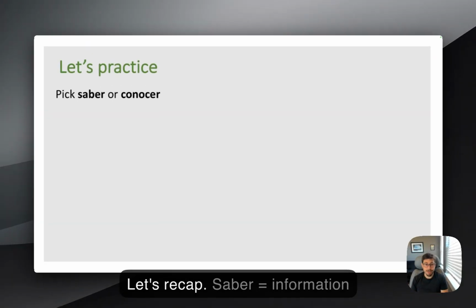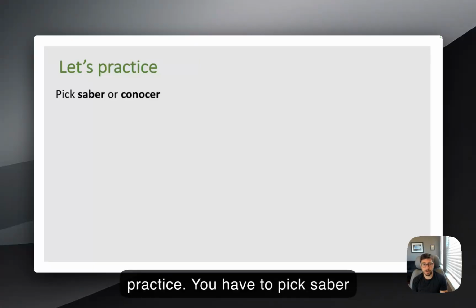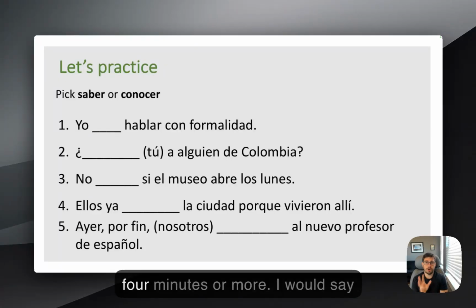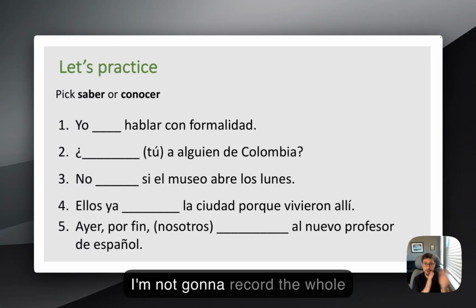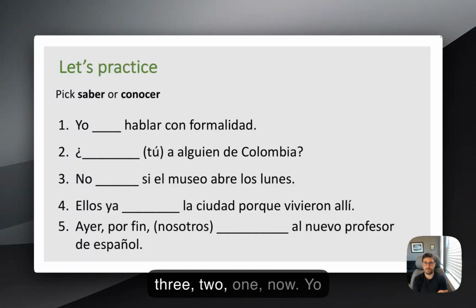Let's recap. Saber equals information or skills. Conocer equals familiarity and personal experience. So let's practice. You have to pick saber or conocer and conjugate them if needed. Those are all the sentences. I'm going to give you 4 minutes. You can finish it in 4 minutes, but I'm not going to record the whole time, so pause, complete it, and then I will give you the answer. In 3, 2, 1, now.